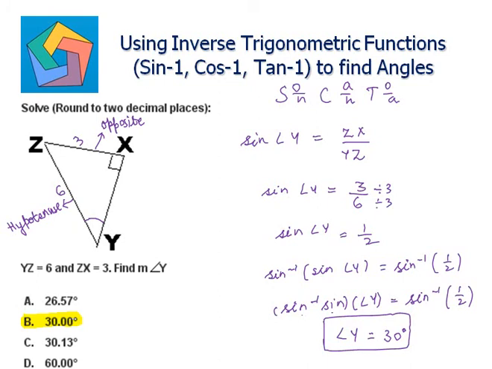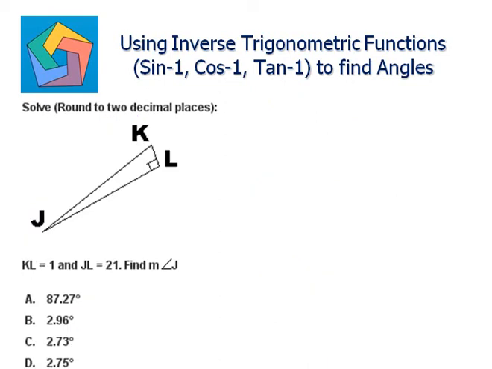Next problem. Solve, round to two decimal places. Triangle JLK. KL is 1 and JL is 21. Find the measure of angle J. The side opposite to the base angle is KL, so this becomes the opposite. This becomes the adjacent.